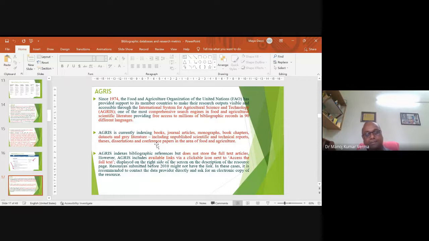AGRIS currently indexes books, journal articles, monographs, book chapters, databases, datasets, and gray literature, including unpublished scientific and technical reports, dissertations, and conference papers in the area of food and agriculture. AGRIS indexes bibliographical references but does not store the full-text articles. However, AGRIS includes available links via clickable icons to access the full text, displayed on the right side of the screen on the description page of the resource.